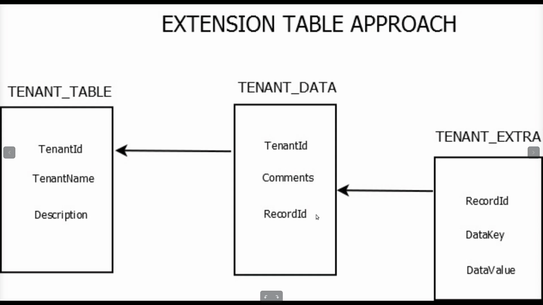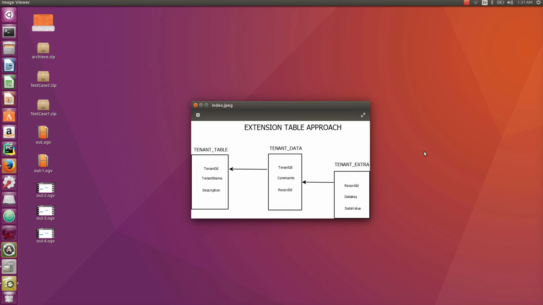You have a key, that is the record ID, which is used to link the data in the two tables, and all the other data except for the comment is stored in the form of key value pairs as shown here. That was all about how the database looks.